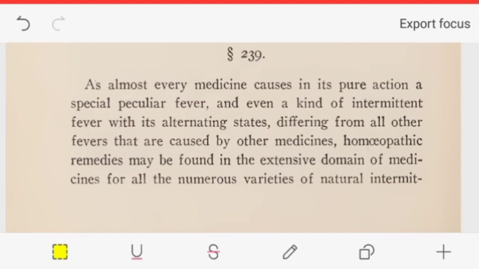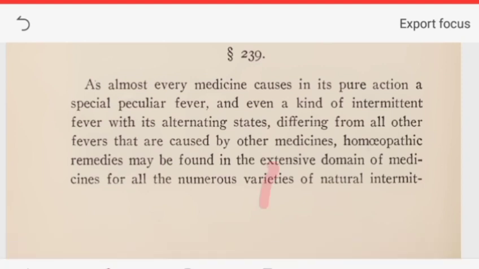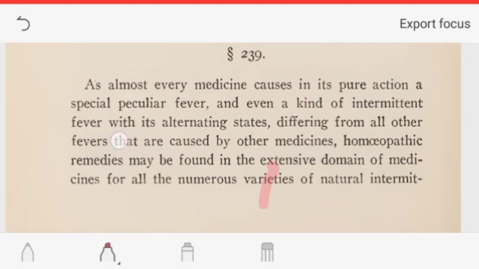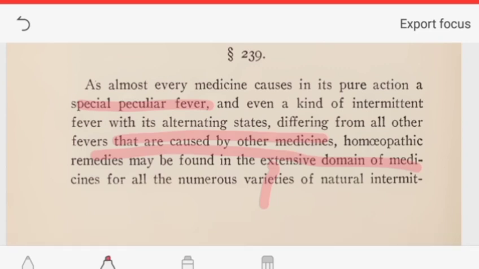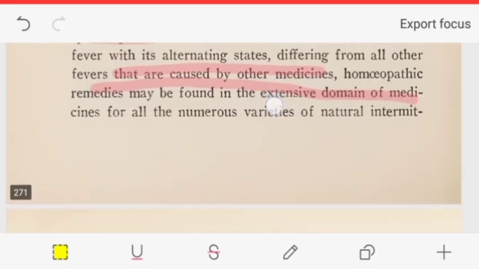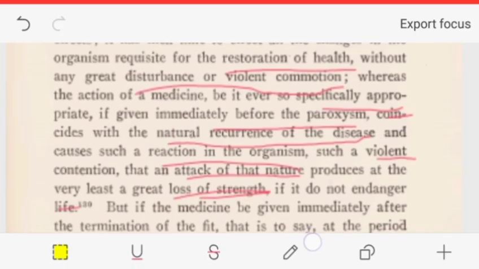In 239 it is again written that almost every medicine causes a peculiar fever, and every kind of intermittent fever with alternating states differs from one another. So there are many types of medicine now in our hands to give for the special, peculiar, different types of fever for management and treatment. Numerous medicines have now been proved for that type of intermittent fever.